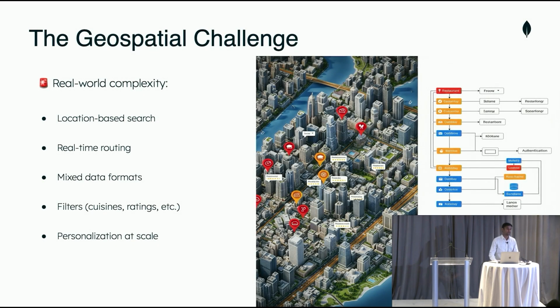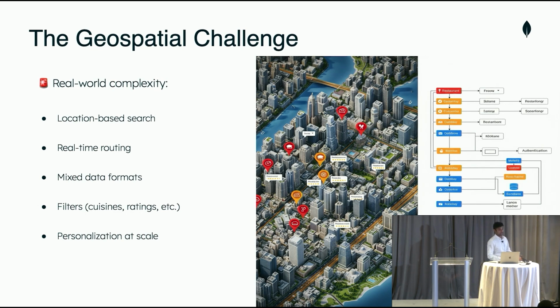All right, so the first thing Dylan does is plot out his challenge. Dylan knows that for this Restaurant Finder application, there's going to be location-based search for listing out all the restaurants in a vicinity. There's going to be real-time routing of users to restaurants. There's also going to be mixed data formats coming in from various menus at different restaurants. And then obviously, the most quintessential part of their application is providing filters to their customers to be able to filter through their data.